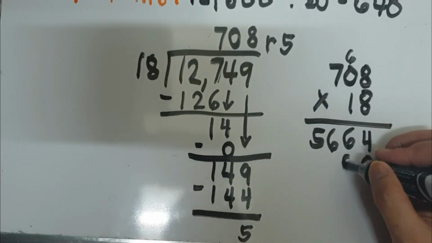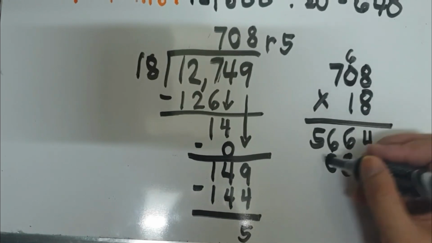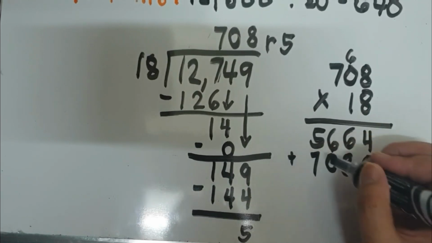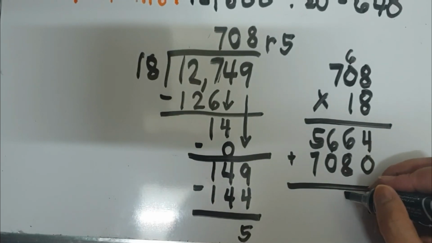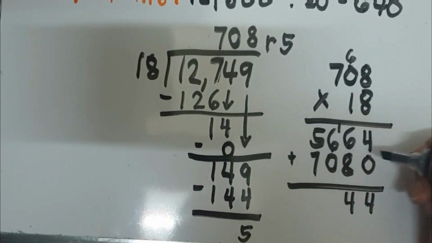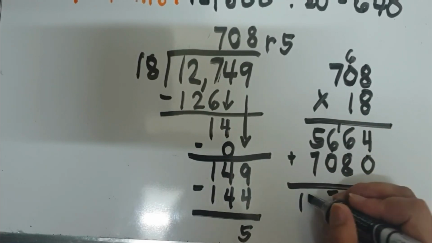1 times 8 is 8. 1 times 0 is 0. And 1 times 7 is 7. And then add. 4 plus 0 is 4. 6 plus 8 is 14. 1 plus 6 is 7. And 5 plus 7 is 12.